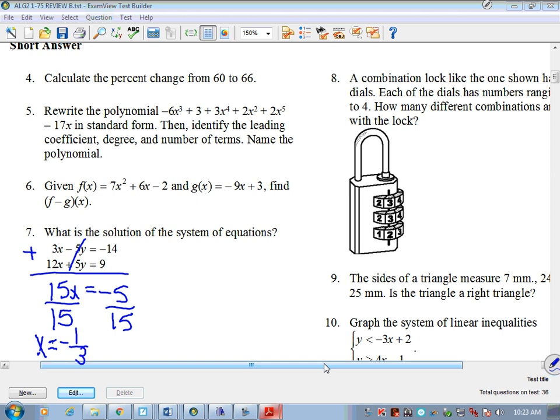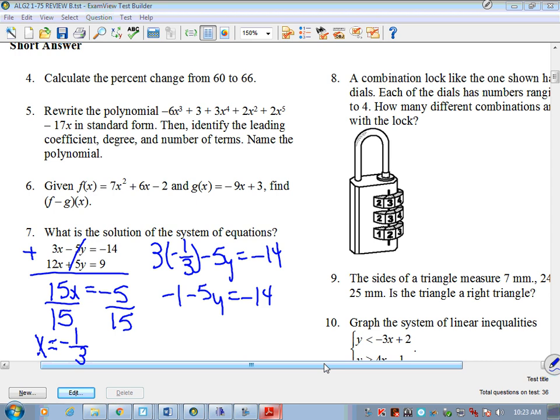So if you put that in and you got a decimal, if you gave me a decimal on the test, I'm probably not going to count that right. Okay? All right, so my x is negative 1/3, but how am I going to go about finding the y? Plug in negative 1/3. So 3 times negative 1/3 minus 5y equals negative 14. Didn't matter where I plugged it in. What's 3 times negative 1/3? Negative 1. So I got negative 1 minus 5y equals negative 14.